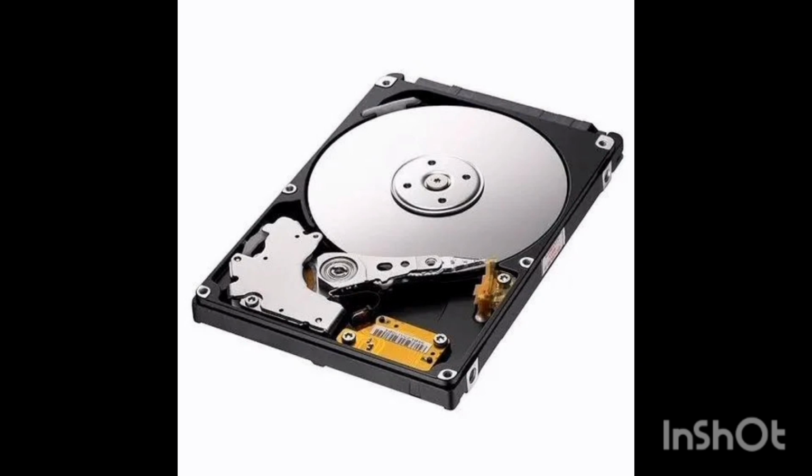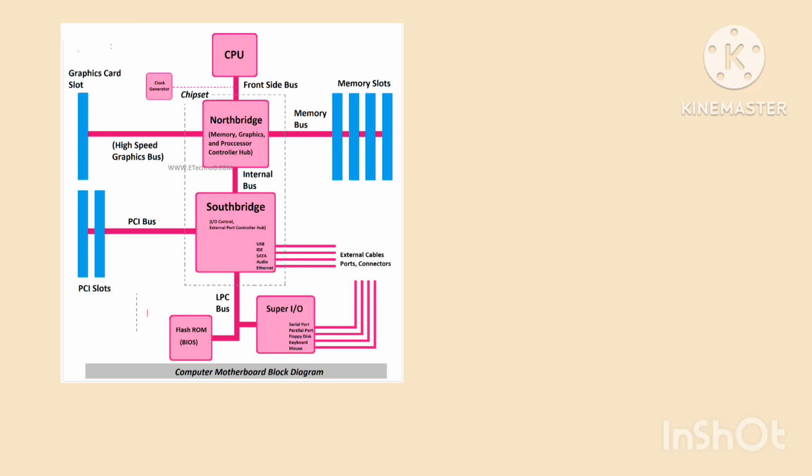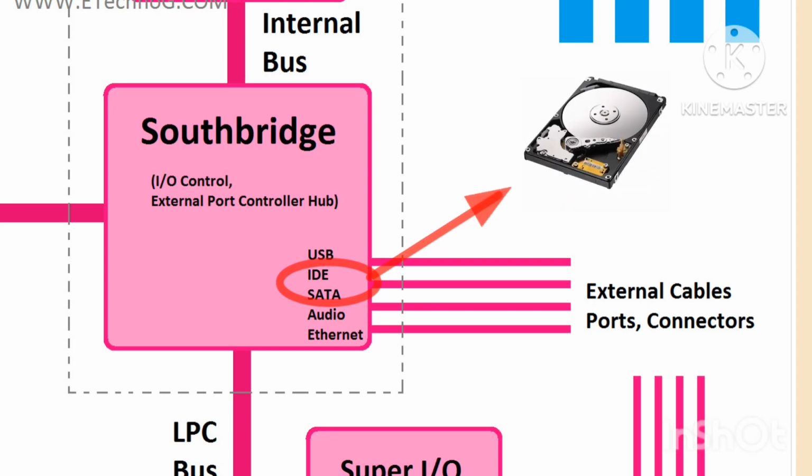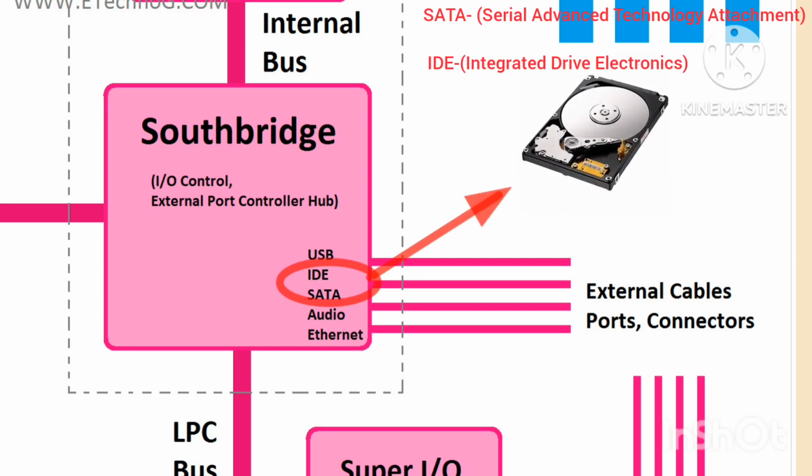A hard disk drive, HDD, is a type of computer storage device that uses magnetic storage to store and retrieve digital information. HDDs are one of the oldest and most common types of storage devices, and they are still widely used today. A hard disk drive, HDD, is typically connected to the motherboard of a computer via a SATA, Serial Advanced Technology Attachment, or an IDE, Integrated Drive Electronics, interface.